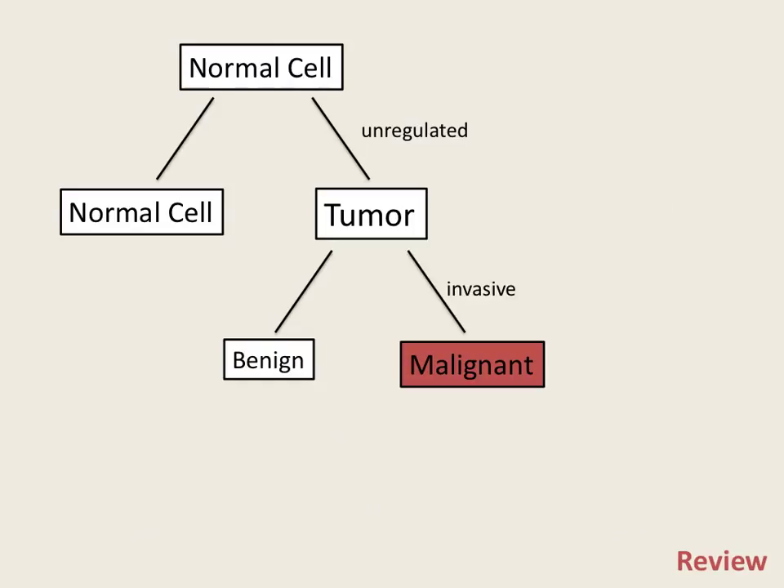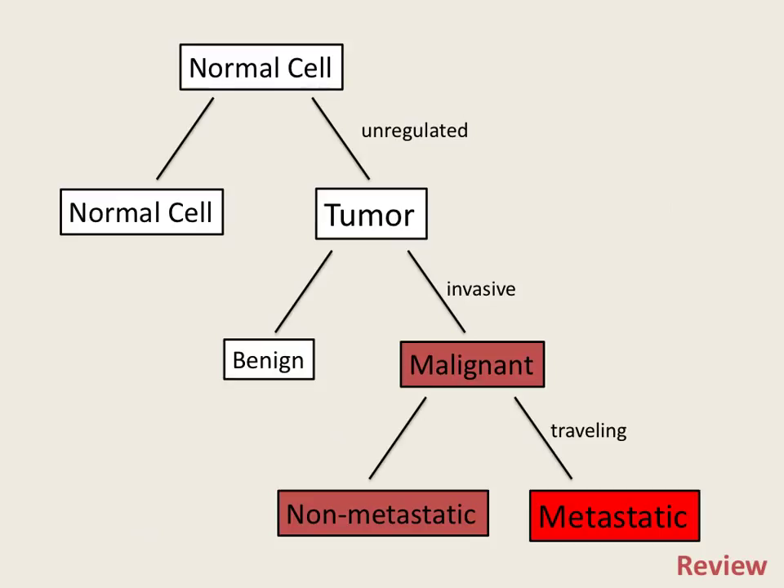And we have malignant, which are invasive cells. These can be non-metastatic. That means they invade surrounding tissue, but they don't move. In other words, they don't get into the bloodstream or the lymphatic system, and so are not necessarily as dangerous as metastatic cancers. And then metastatic is traveling cancers. That means they become unanchored and can travel in the lymph or the circulatory system to other distant parts of the body and produce tumors elsewhere.